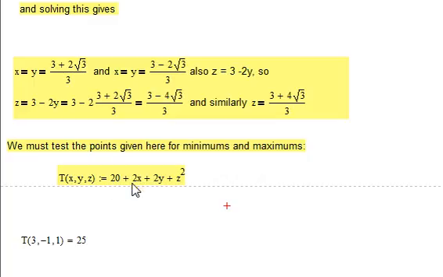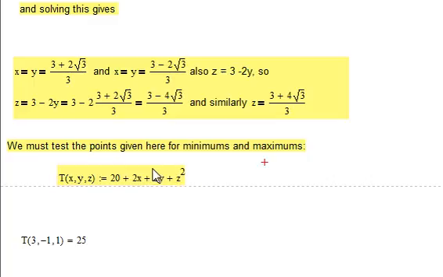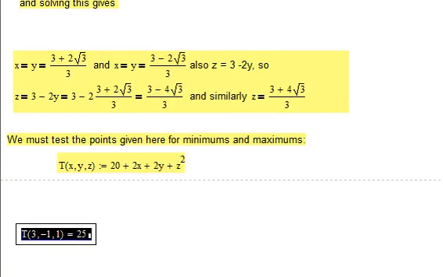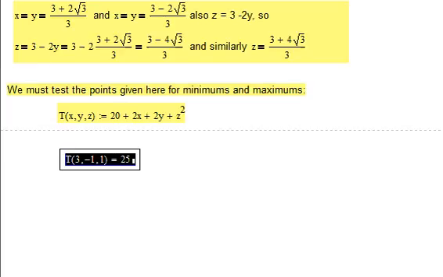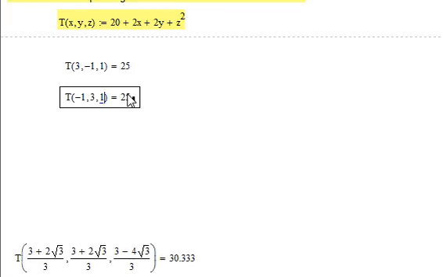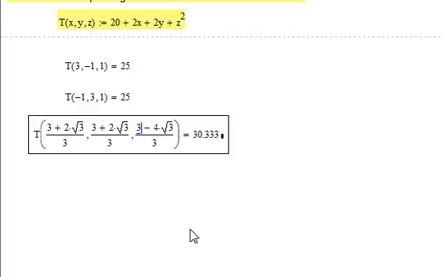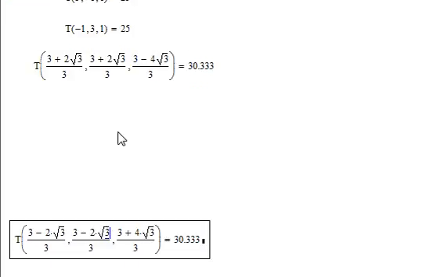So that's 26 minus 2 plus 1, which is 25. So we get temperature of 25. And if you do the same thing with the point (-1, 3, 1), you also get 25. I'm not going to work you through that.